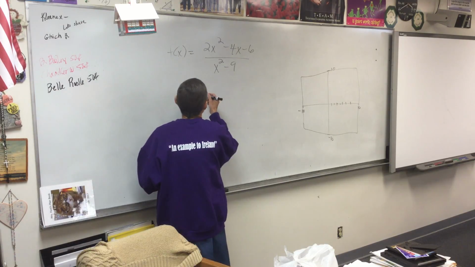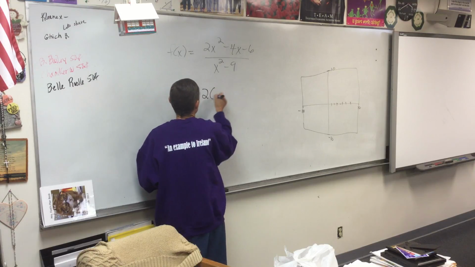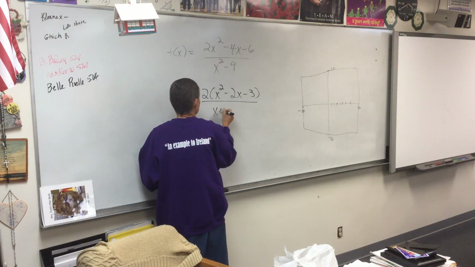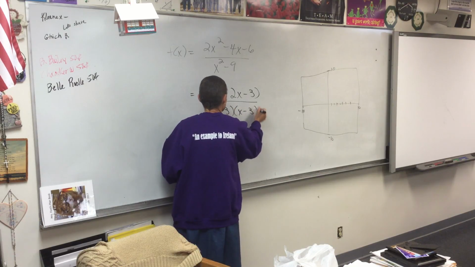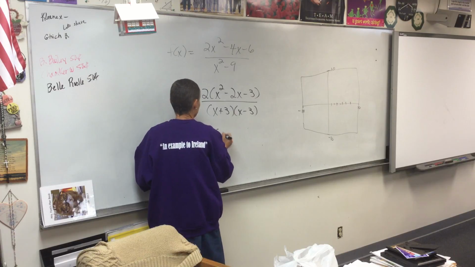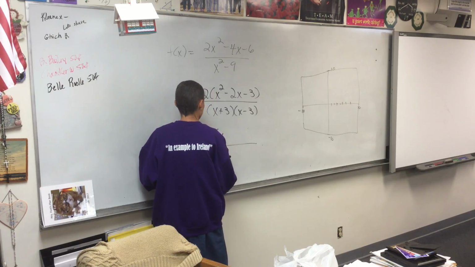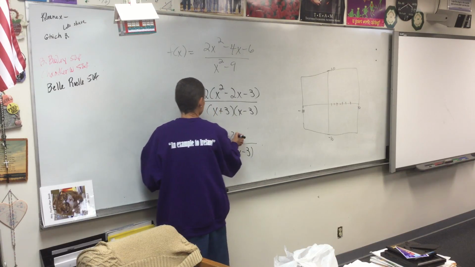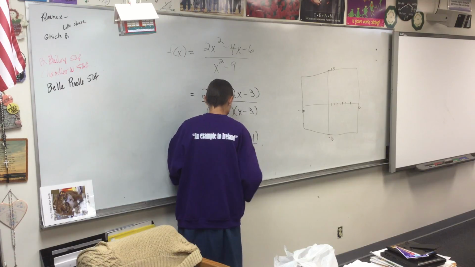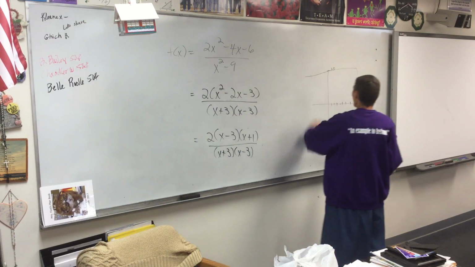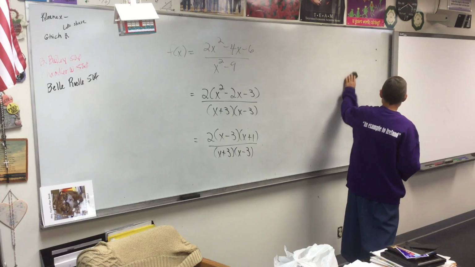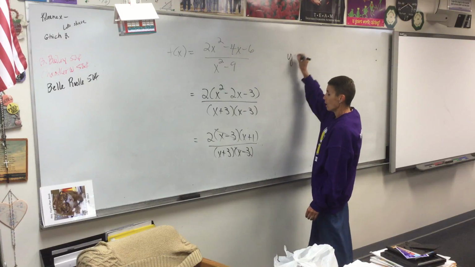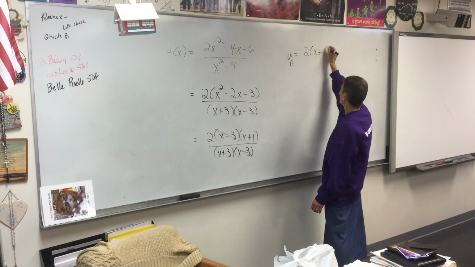We factor. A 2 will come out of the top. And the bottom is x plus 3, x minus 3. And the top can factor more. How does the top factor? X minus 3, x plus 1. And what do we notice about that? We can cancel, which immediately tells us what? We have a hole in our picture.